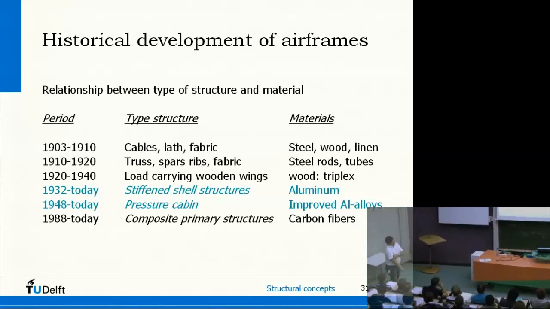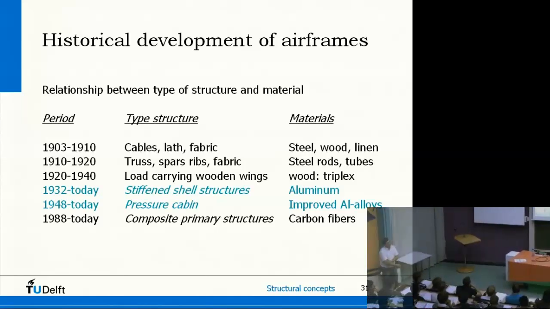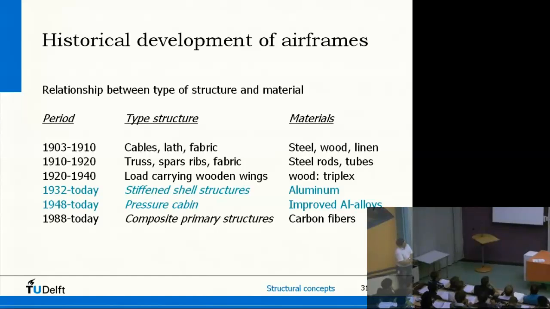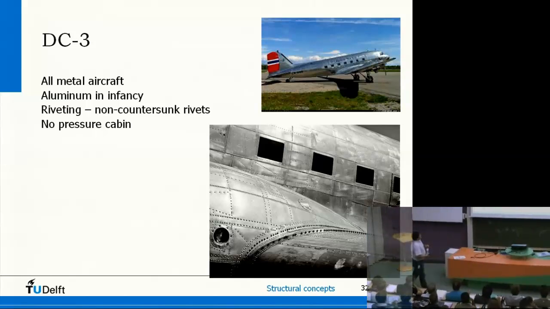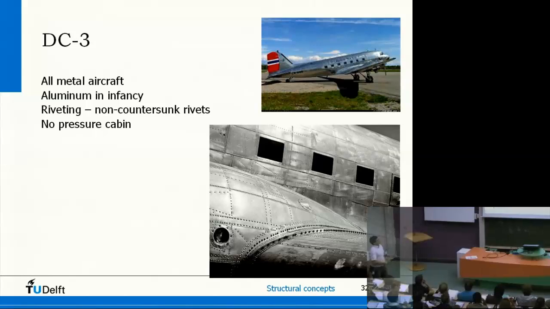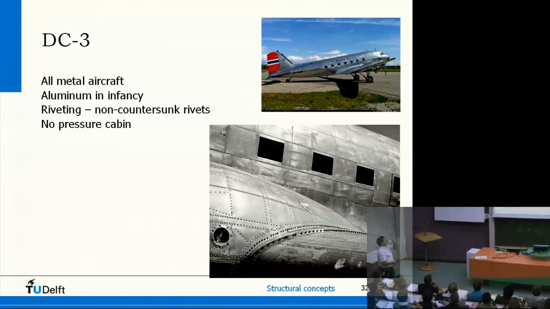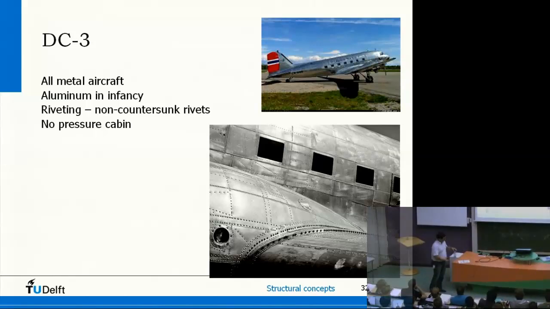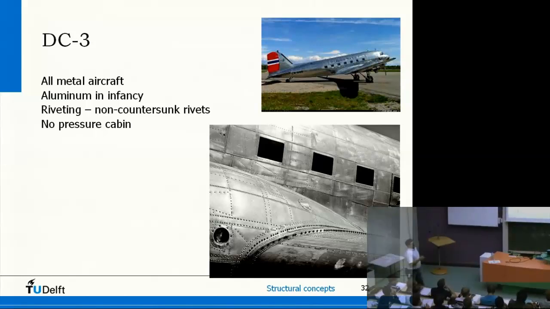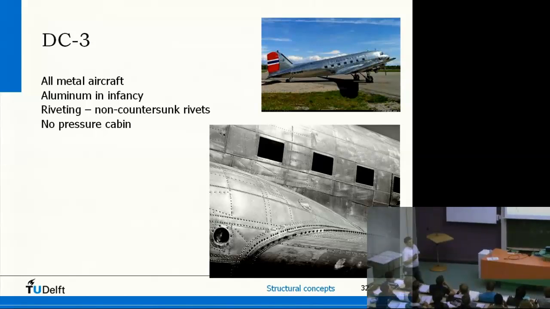Okay, so far something about the truss structure and the derived beam. A few words about stiffened shells, pressure cabin, and so on. Shell structures arrived when we talked about metal aircraft. DC-2, DC-3 were the first metal aircraft flying around, in the period 1930 to 1940. We also have in the vliegtuighal a small piece of a DC-3. I think this is one of the wing sections there.